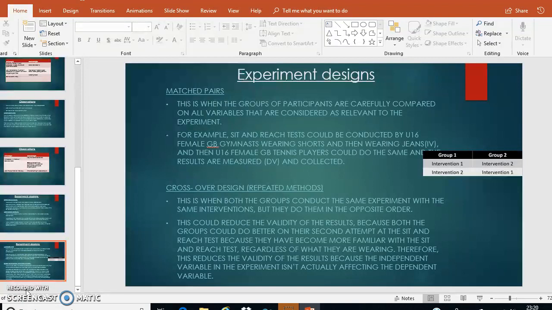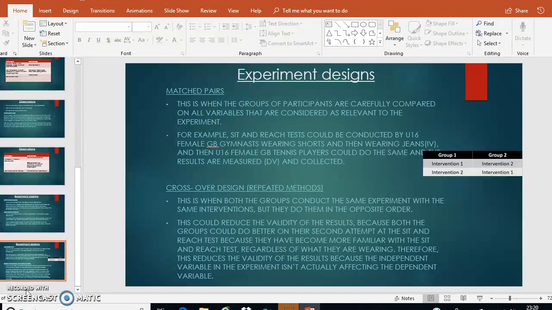And lastly, there is also the crossover design. So this is when both groups conduct the same experiment with the same interventions, but they do them in the opposite order. So you can see here from this image on this slide, the first group do one intervention, whereas the other group do the second intervention, and then vice versa. So they swap interventions, but you can see they do them in different orders to each other.